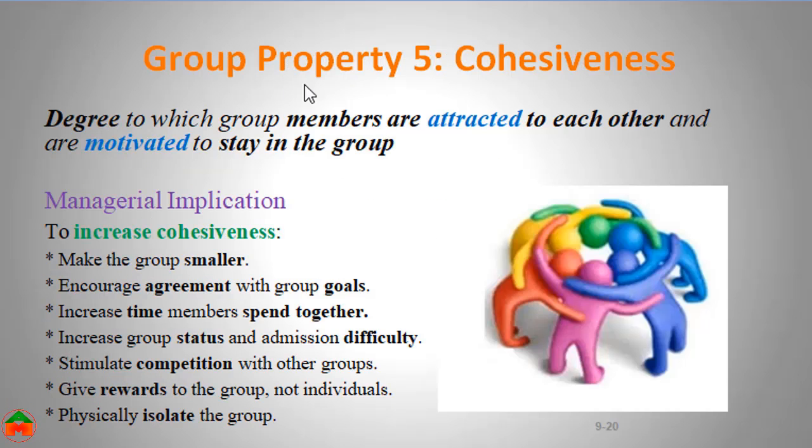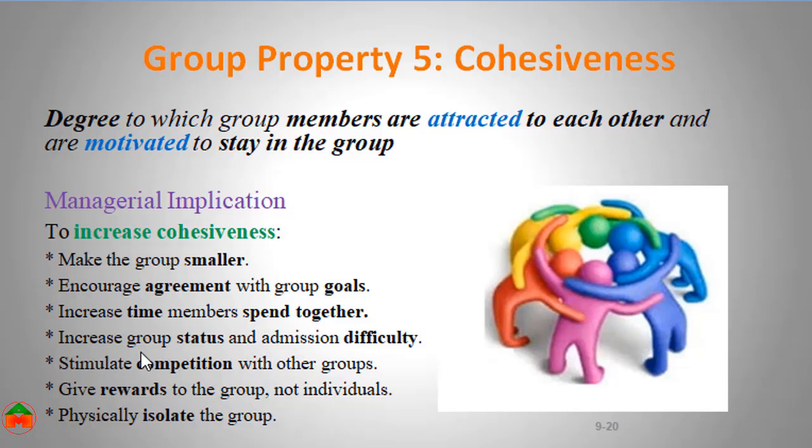The fifth and the final group property is cohesiveness. Cohesiveness indicates the degree to which the group members are attracted to each other and are motivated to stay in the group. Managers can do a lot to encourage group cohesiveness, but they can't prescribe it. Some things they can do to foster cohesiveness is to keep the group smaller and encourage agreement with group goals. The manager can increase the time members spend together.